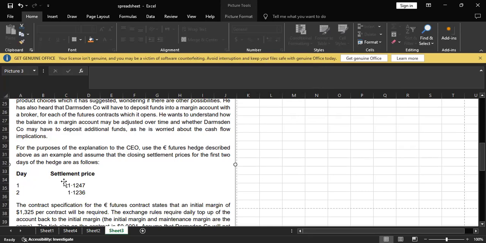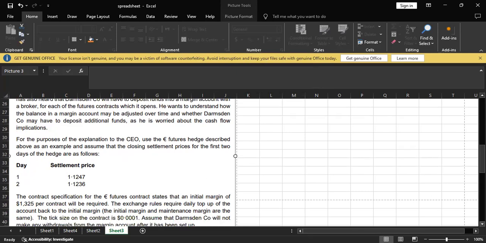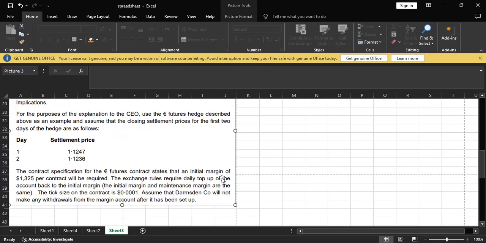The contract specification for the euro future contract states that an initial margin of $1325 per contract will be required. The exchange rules require daily top up of the account back to the initial margin. And examiner is saying initial margin and maintenance margin are the same. The tick size on the contract is 0.0001. Assume the D company will not make any withdrawals from the margin account after it has been set up.